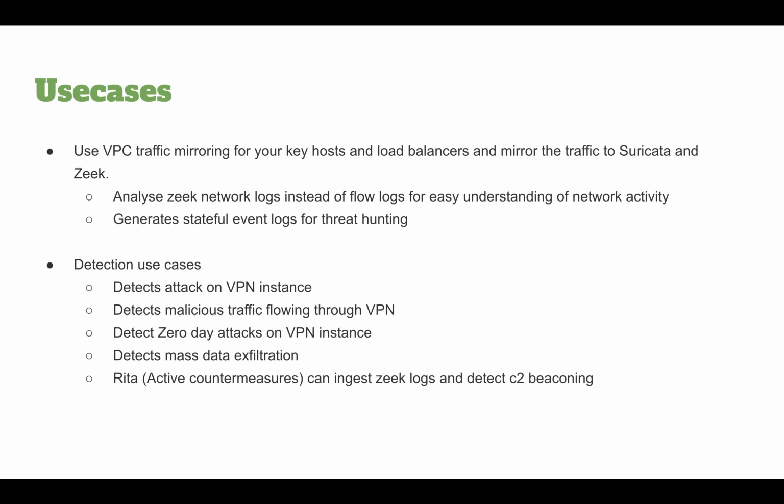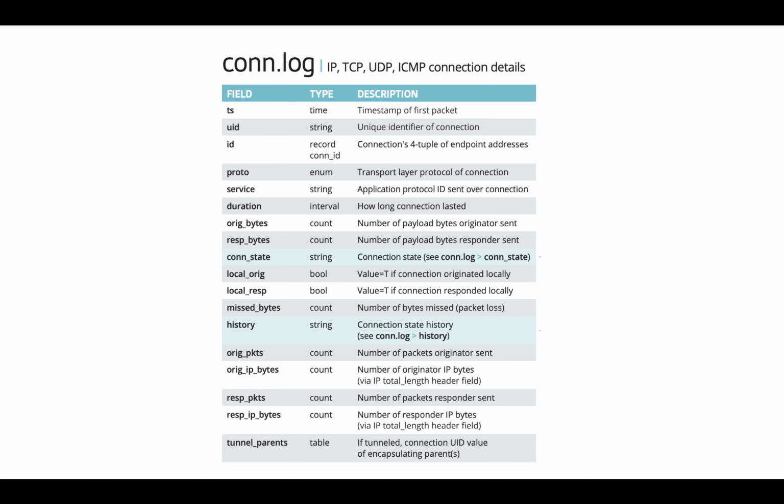And then we can use open source tools such as RITA by Active Countermeasures, which can ingest Zeek logs and detect C2 beaconing. This is an open source tool, very easy to use, with very intuitive output.